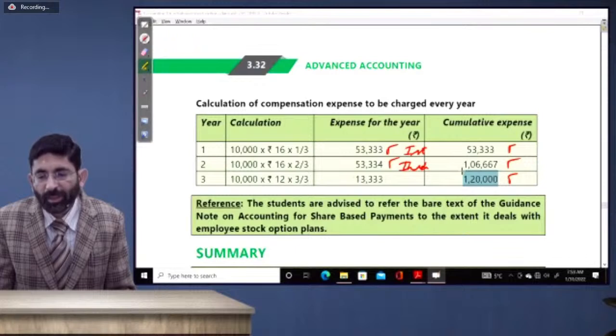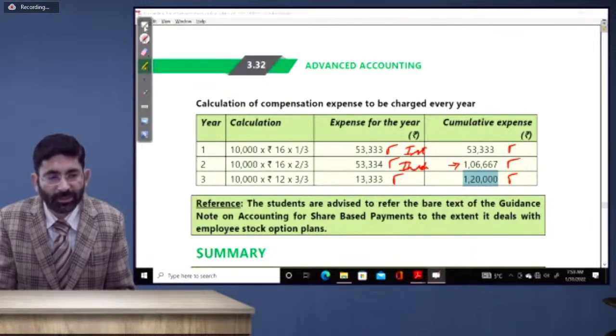Minus 1,06,667 is already written off. How much balance is to be written off? That is 13,333. See once again.